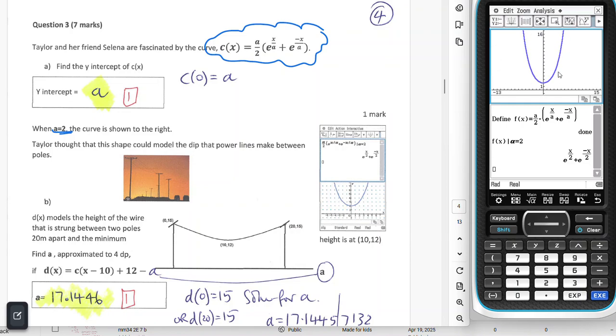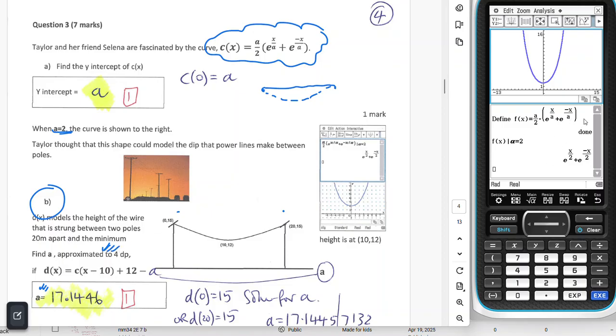And that's the curve that you would find when you have a chain or rope held horizontally. It drops, and it drops according to this curve. For example, power lines. So that's what it looks like if a equals 2. In part B, you're asked to find out what a is. So this models the height of the wire that's strung between two poles 20 metres apart, and find a approximate to 4 decimal places.